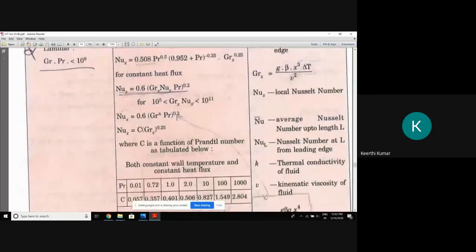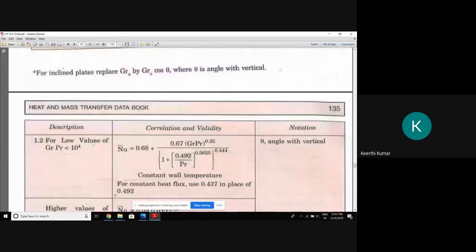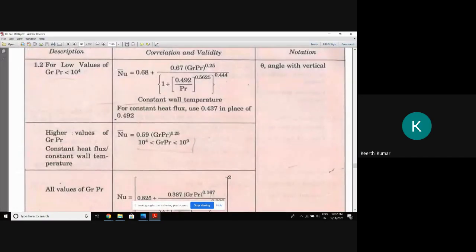See here. Now, this table is used if the value of GrPr is less than 10 to the power of 9. Of course, it is less, but it is nearer to 10 to the power of 9. Higher values of GrPr, but it is still less than 10 to the power of 9. So we'll go for this.